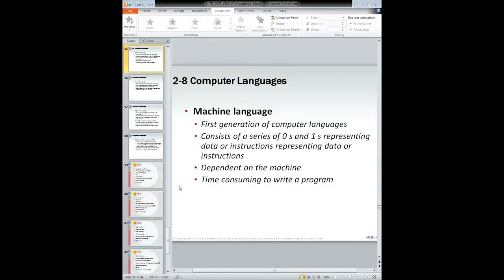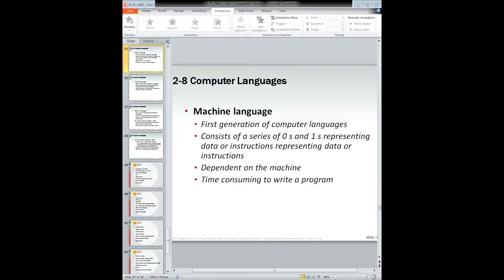Hello, everyone. Welcome to the last part of Chapter 2. In this part, we are going to talk about computer languages. As we have mentioned earlier, computer languages have developed through 4 generations, and currently we are using the 5th generation.